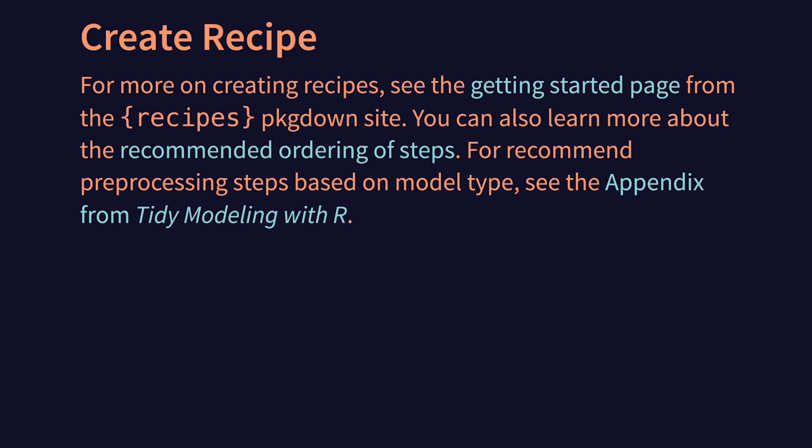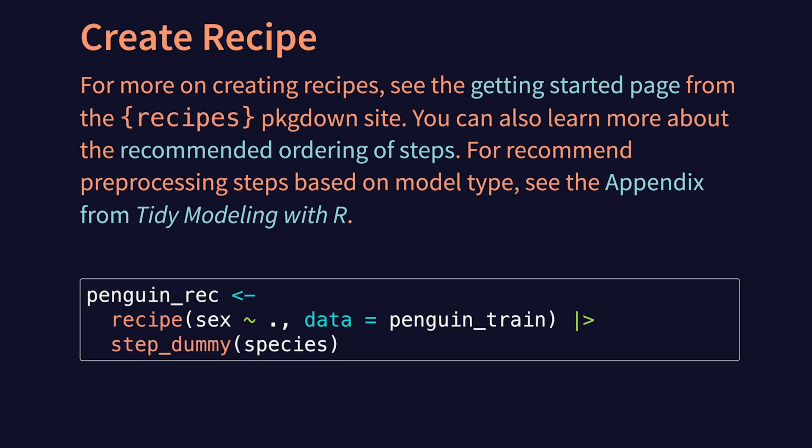Okay, so now with these splits established, we can go ahead and create a recipe here. Much like last time, I'm not going to be covering details of the recipe, but I have some links that can help you get started, make some recommendations for how to order your steps, as well as make some recommendations for model-specific preprocessing steps or feature engineering steps from the fantastic text Tidy Modeling with R.